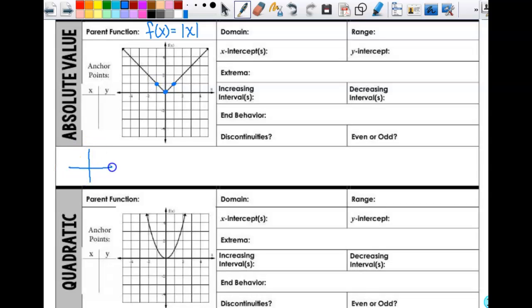So again, if I tell you to sketch it, I just expect something like this, nothing beautiful and perfect, and then your anchor points like this. But then you have to know where they go. How do you know where they go? 0, 0 is obvious. Then if I substitute in 1, what do I get out? 1. If I substitute in negative 1, I get 1, right? So this is negative 1, 1, 0, 0, 1, 1.